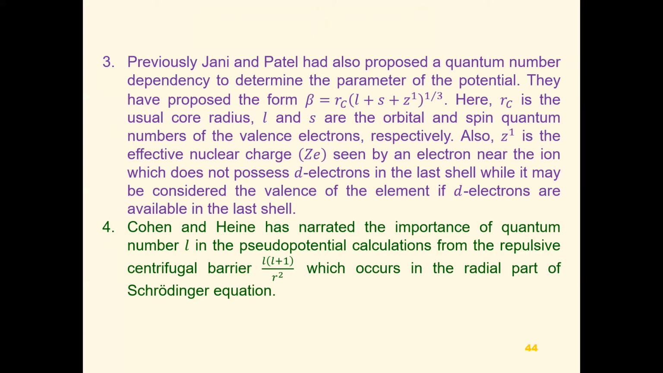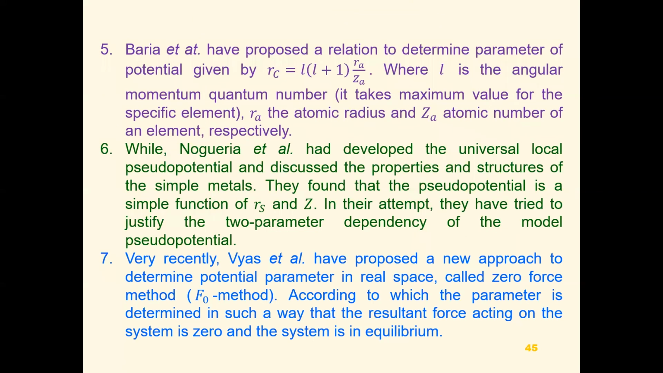The fourth method is proposed by Cohen and Heine. Here the quantum number L in the pseudopotential calculation comes from the repulsive centrifugal barrier part, L(L+1)/R^2, which occurs in the radial part of the Schrodinger equation. Again, different researchers have given different universal methods for finding the model potential parameters.